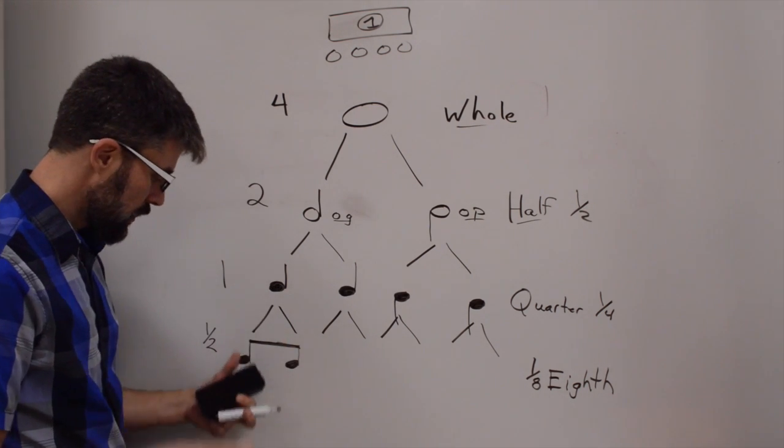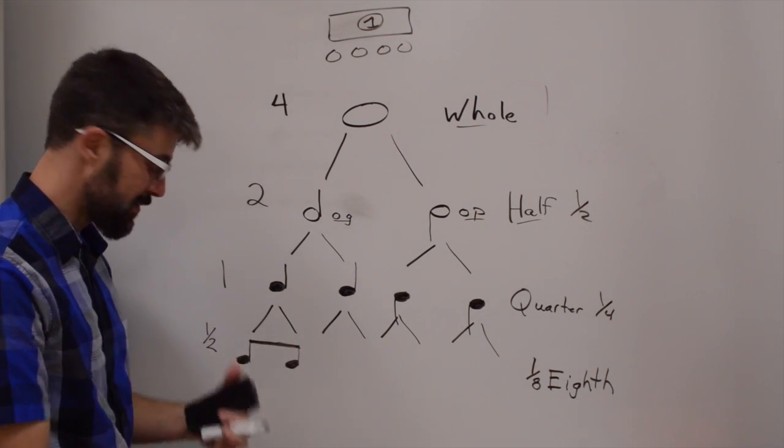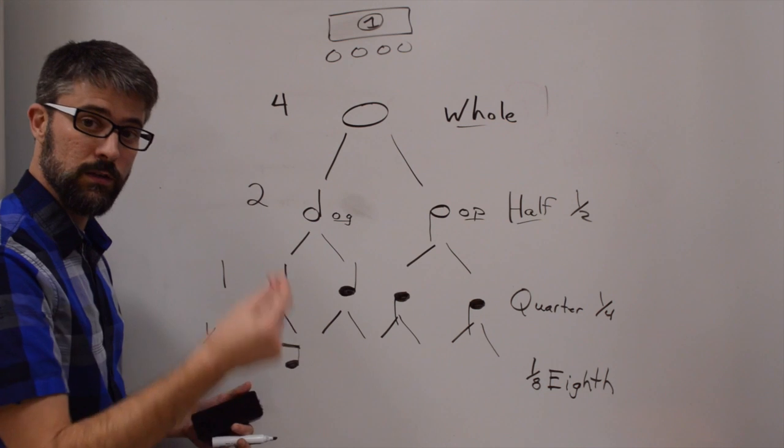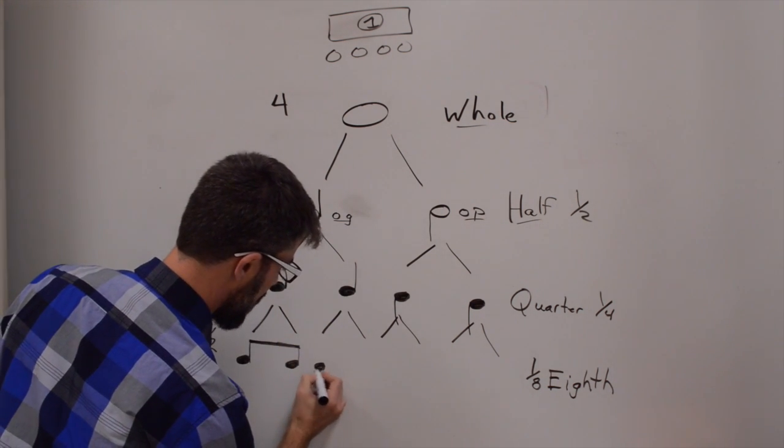Our steady beat is here. Da da. Sorry, I'll try to keep my snaps as a steady beat. Da da. So there are two of them on a beat. All right, if I put another one up there, let's put another pair of eighth notes.